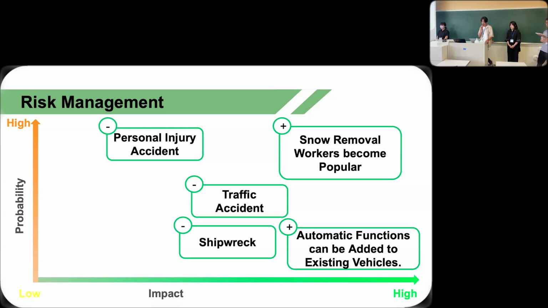The other positive risk is very important. Snow removal workers become popular. The personal expenses per worker goes up as the number of workers decreases. If this makes workers more popular, we can solve the problem of decreasing worker numbers.